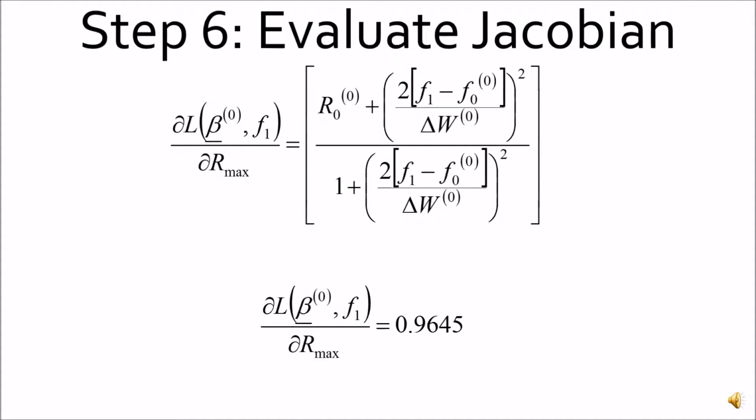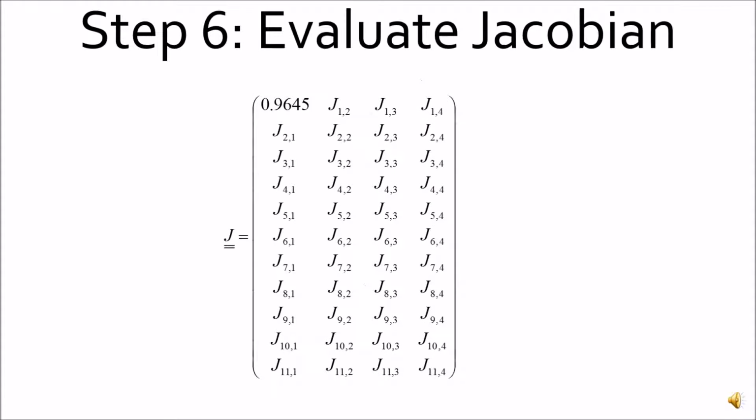We get 0.9645. And then we can put that into the top left-hand position of our matrix and proceed as usual. So for the first data point, we will just evaluate each of these derivatives with respect to each of the different parameters. And then we go down through our matrix for each of the rows and just replace the frequency with the different data points, the frequency at which we measure these data points.